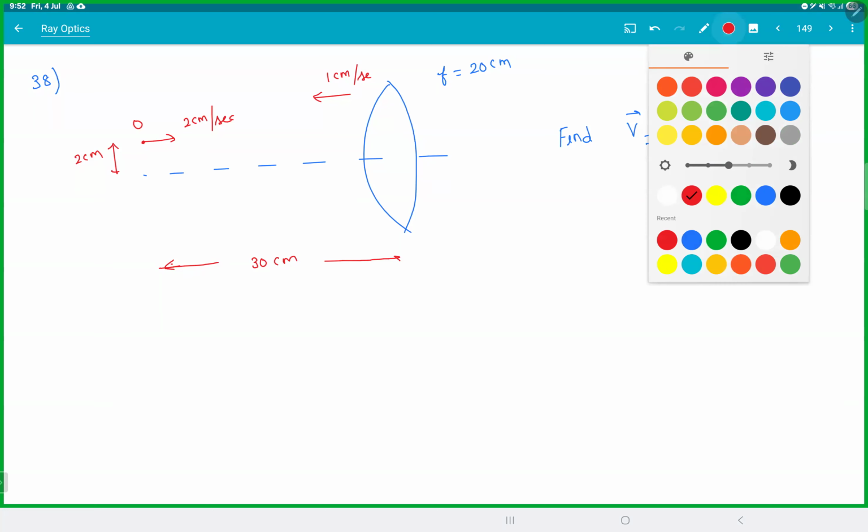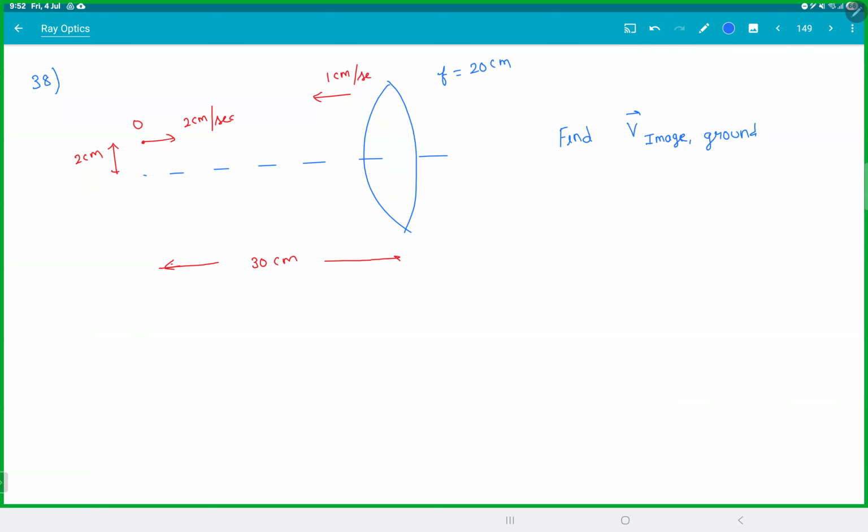So let's find. 1 by v minus 1 by u is 1 by f. This will be 60 centimeters. Then velocity of the image with respect to the lens, v square by u square, velocity of object with respect to the lens. So you have to stop the lens. This will be 60 square by 30 square, and this will be plus 3. Be careful. That comes out to be 12.